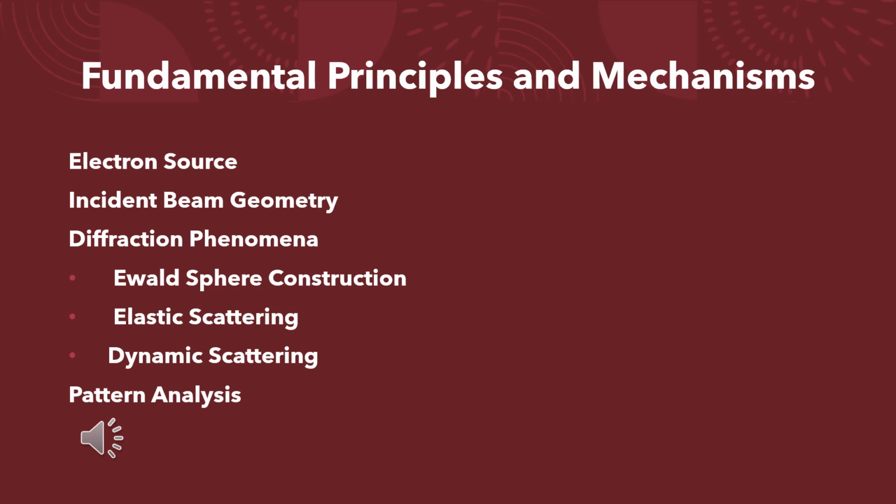Kinematic scattering assumes that each electron is scattered only once by the surface atoms. This simplifies the interpretation of RHEED patterns, making it easier to analyze the surface structure. However, in reality, we often deal with dynamic scattering, where electrons undergo multiple scattering events within the crystal. While this complicates the diffraction pattern, it provides a more comprehensive surface analysis.